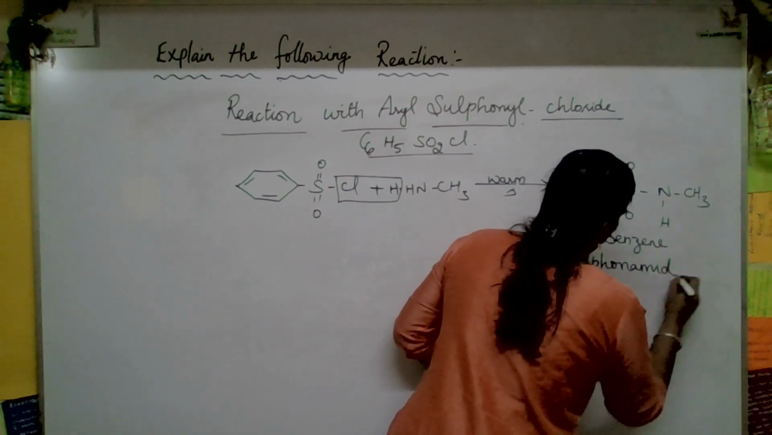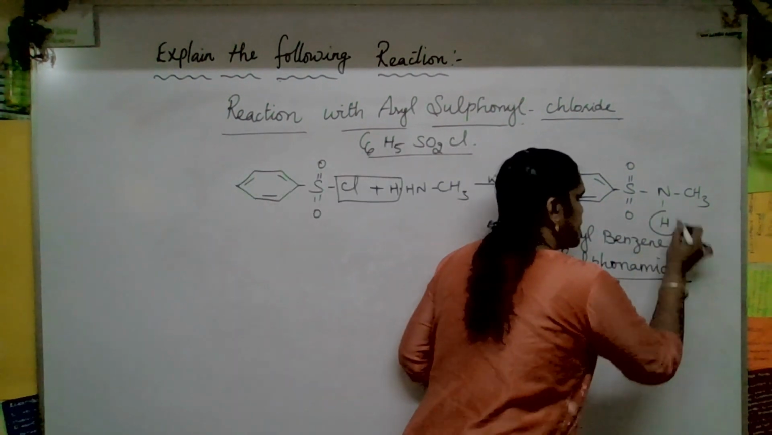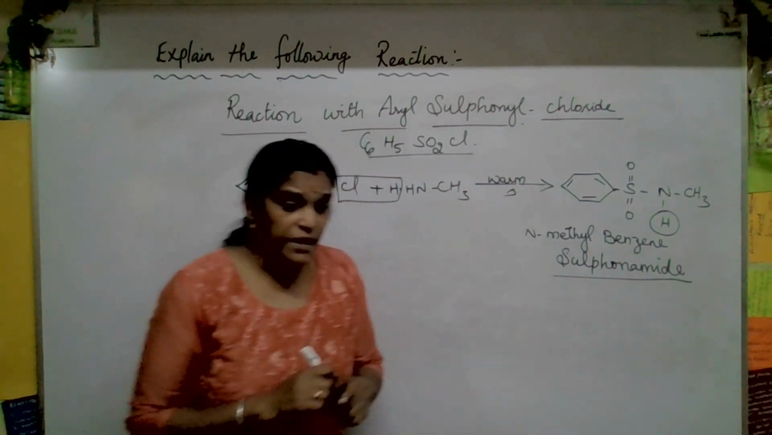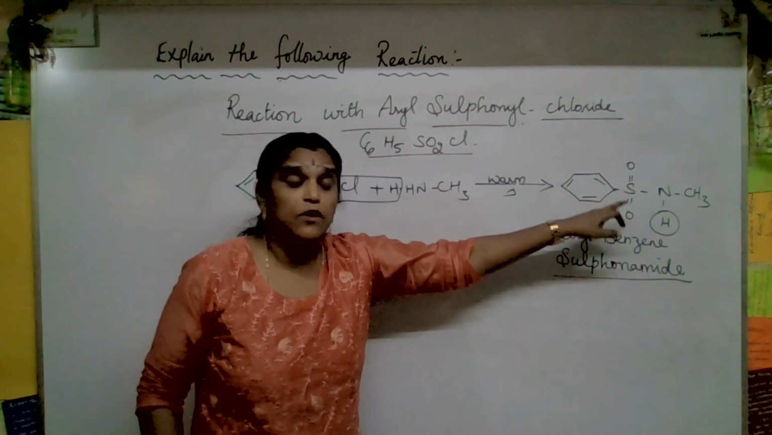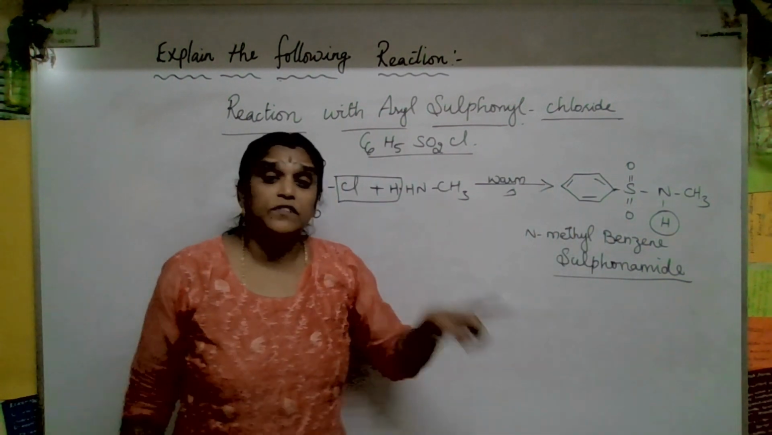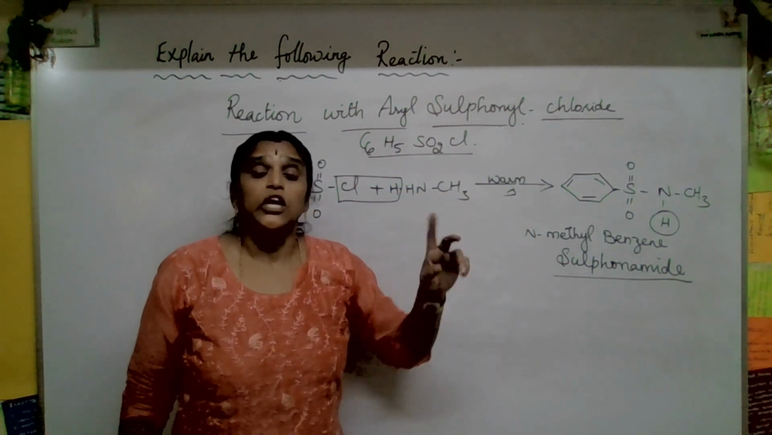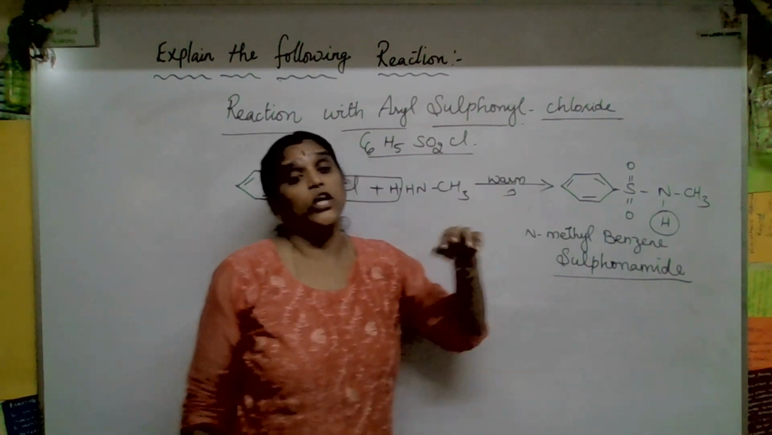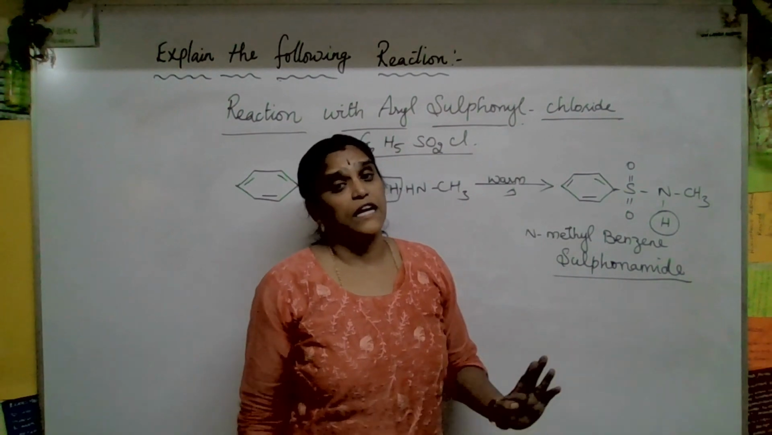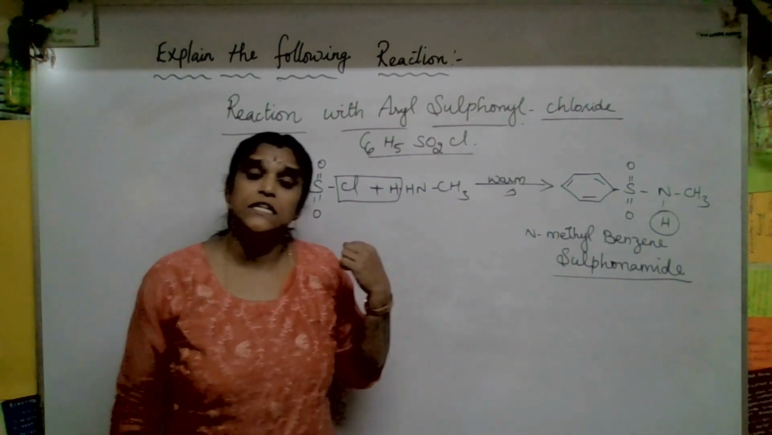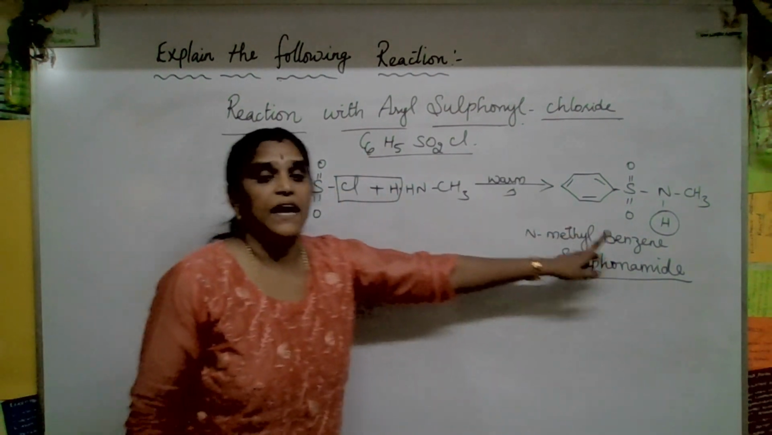Sulfonamide, N-methyl benzene sulfonamide. Now, this hydrogen is an acidic hydrogen, because it is attached to the nitrogen that is attached to the sulfonyl group, which is an electron withdrawing group. So this compound reacts with sodium hydroxide, will be soluble in it, and you will get a homogeneous solution. That homogeneous solution, when acidified, gives a precipitate, that is the sulfonamide. So benzene sulfonamide we can identify.